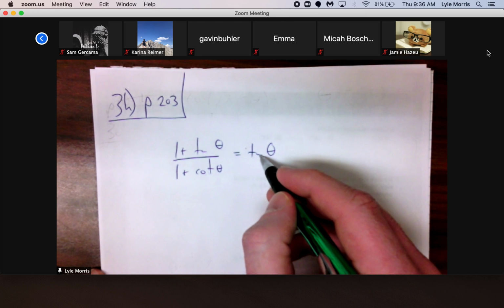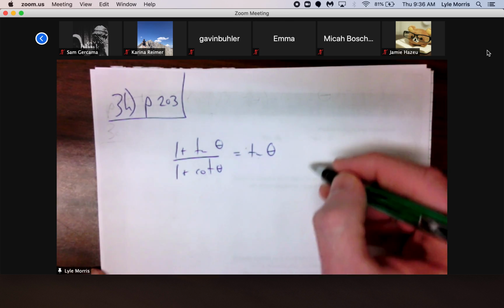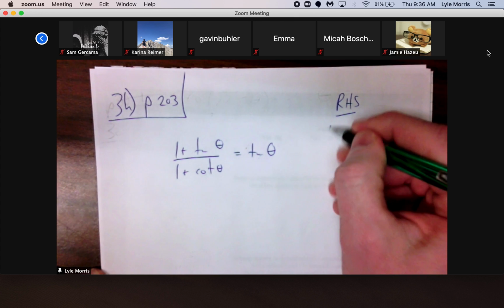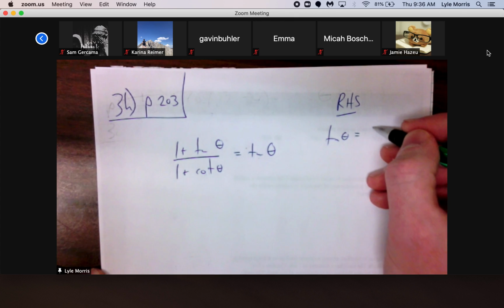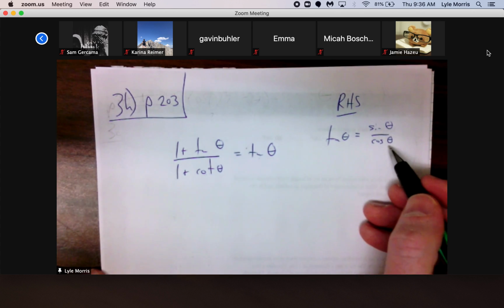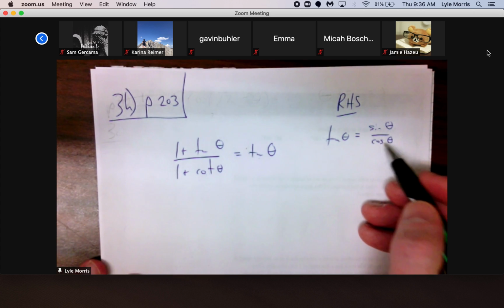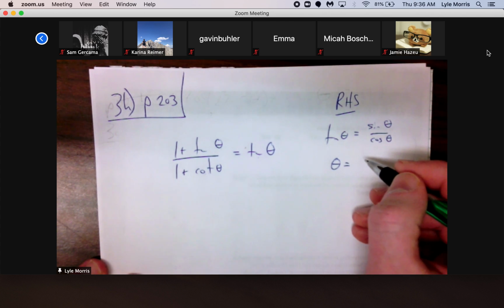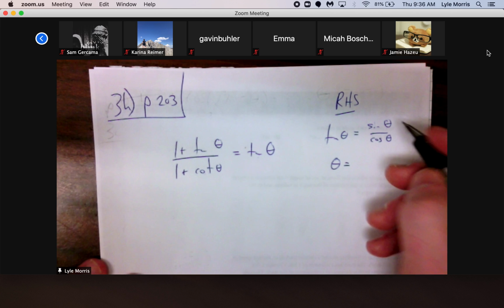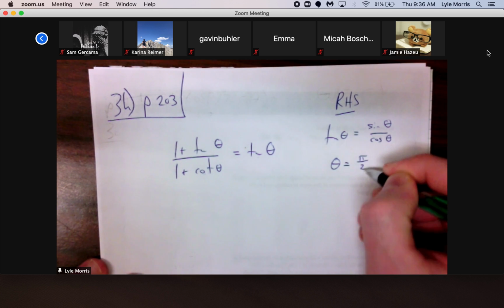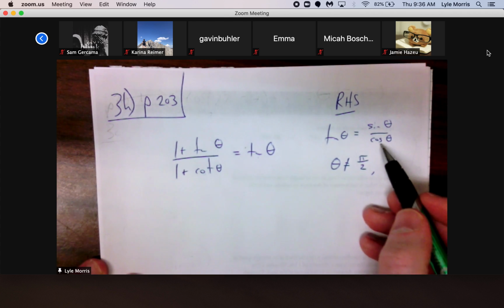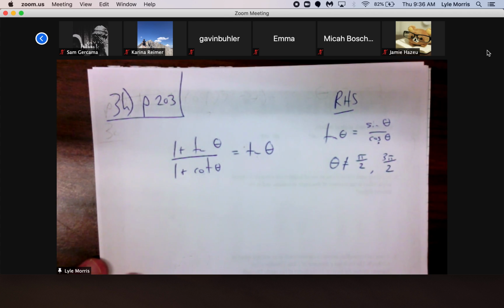Okay, so tan of theta, if we just look at the right-hand side for a second, tan of theta equals sine of theta over cos of theta. So anywhere cos of theta is 0, which is at 90 and 270. Or are we in radians? Yeah, we're in radians. So theta cannot equal pi over 2 and 3 pi over 2, because that's where cos is 0.